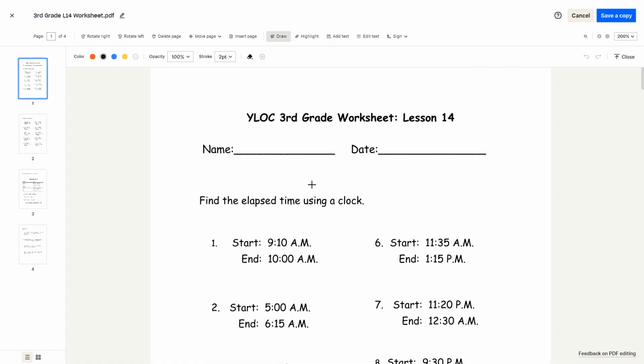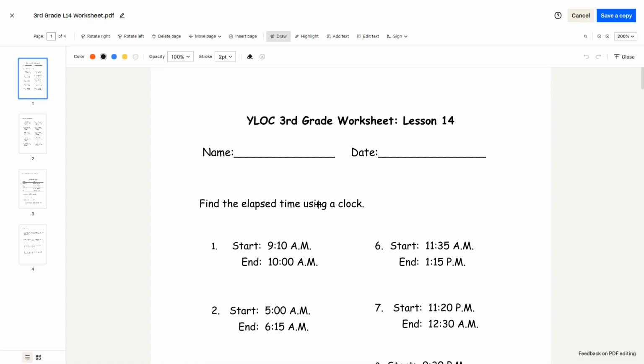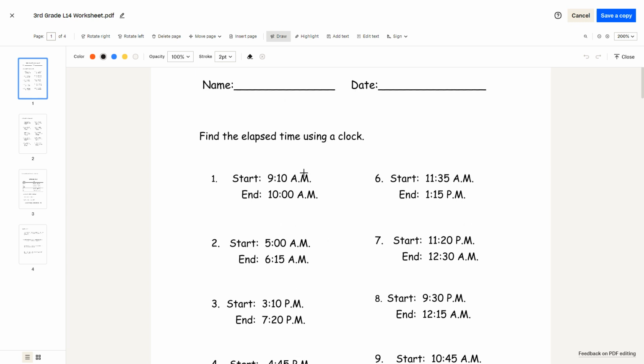Hello, this is third grade lesson 14 worksheet, and the first thing we're doing is finding the elapsed time using a clock. So for number one, our start time is 9:10 a.m. and the end time is 10 a.m. The elapsed time is the time between 9:10 and 10 o'clock. So to find this, we do 60 minus 10, we get 50.